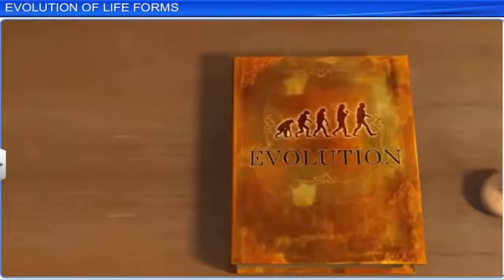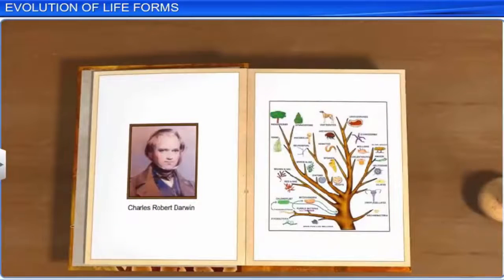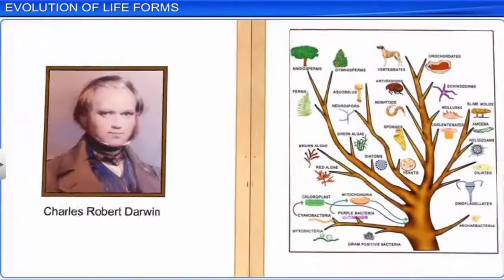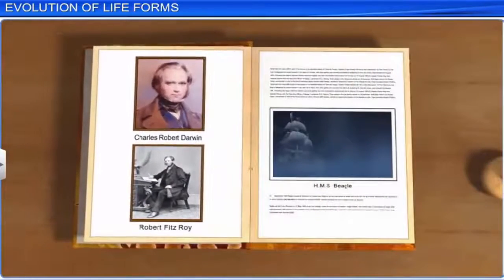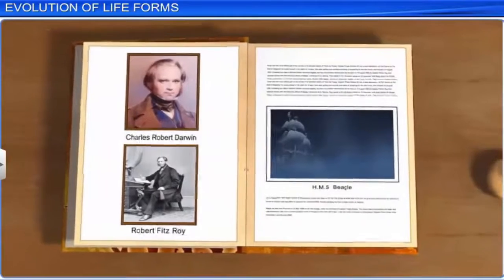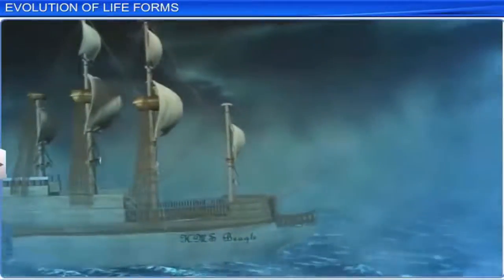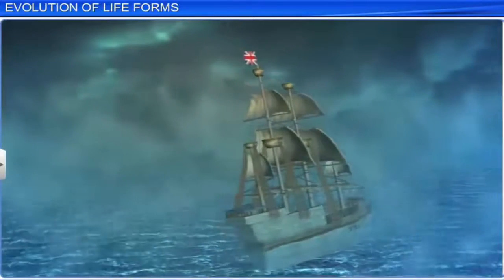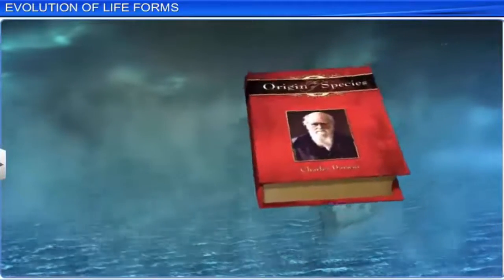These ideas faced opposition in the 19th century when English naturalist Charles Robert Darwin suggested that complex organisms have evolved from simple ancestors. In December 1831, Darwin went on a 5-year-long voyage in a ship called the HMS Beagle with Captain Robert Fitzroy. During this time, he conducted various natural history collections and studied the geology of many places. He published the theory of evolution in 1859 in his book On the Origin of Species.